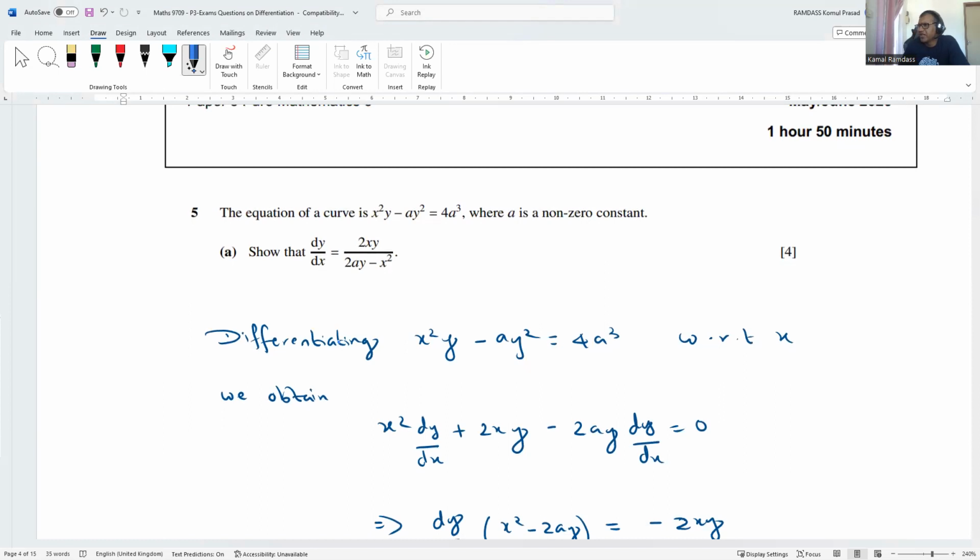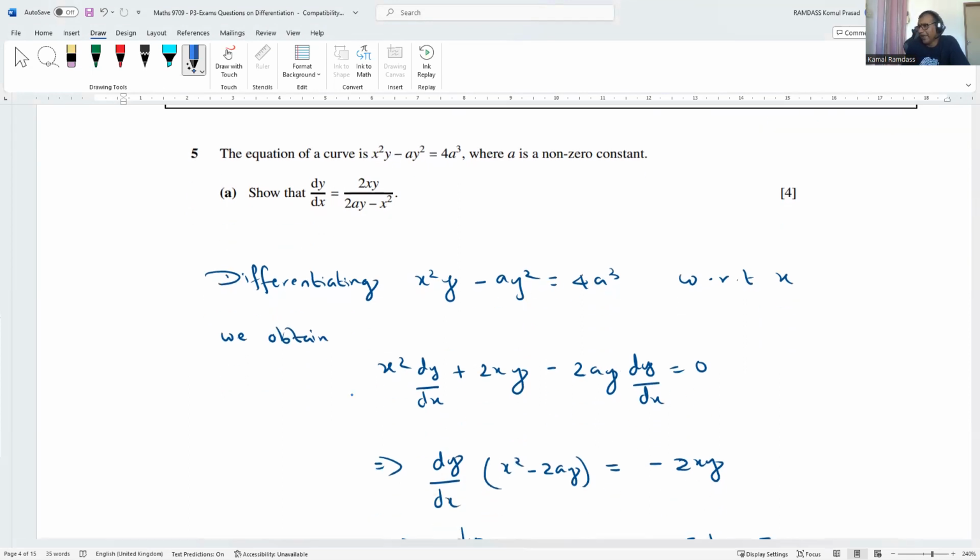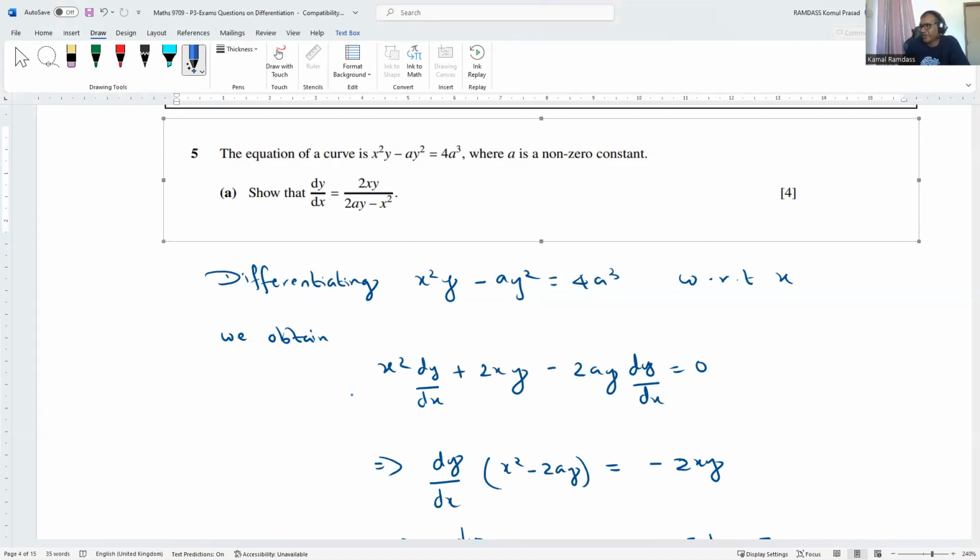Well, we differentiate this with respect to x, using implicit differentiation and the product rule, of course. This is a product. That means we get x squared dy by dx plus 2x y. Then differentiating the other part, minus 2ay dy by dx, is equal to 0.